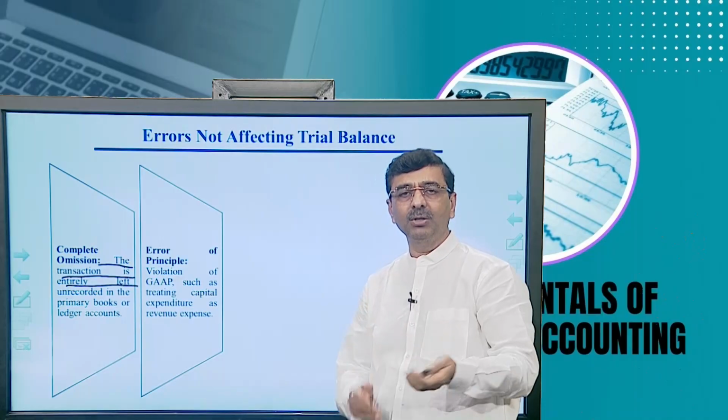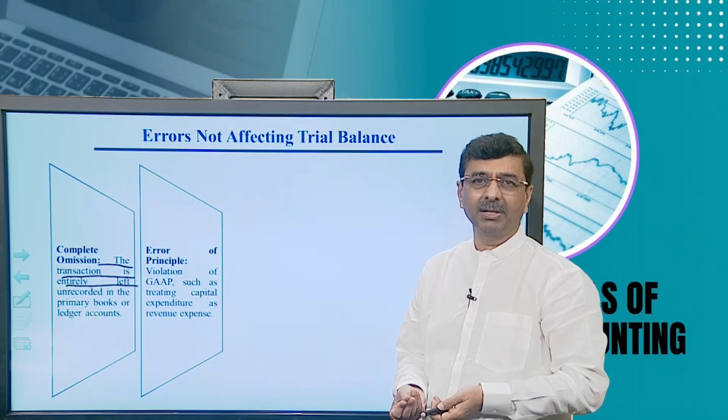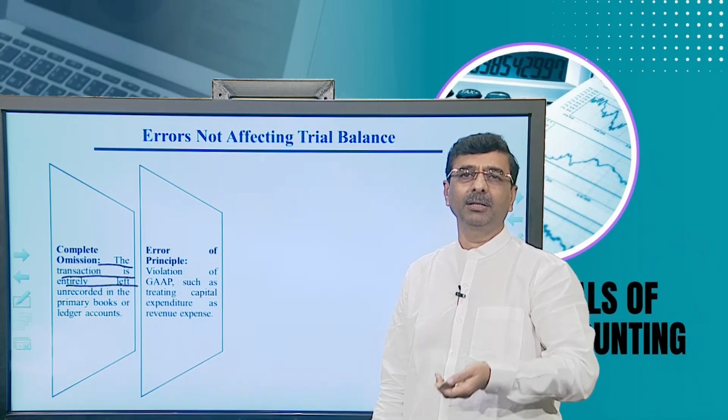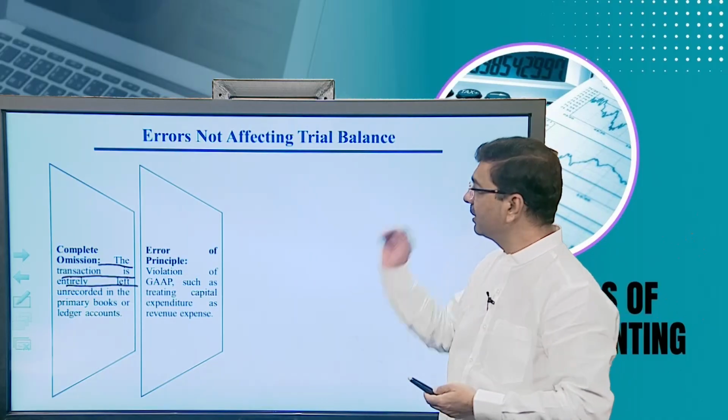So that means if it is not recorded in the primary books and ledger books, then we'll have to pass the transactions directly at the time of financial statements, and it directly affects the financial statement instead of affecting the trial balance.